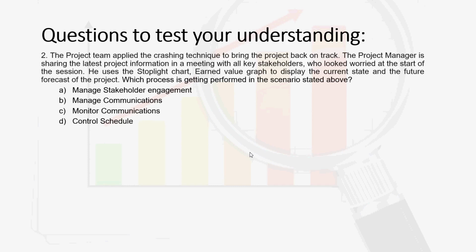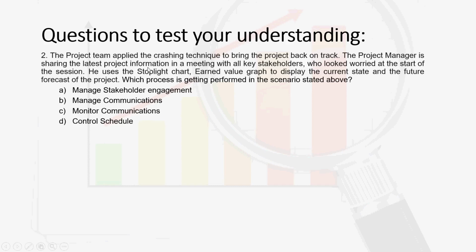Now, if I look at this question closely, the first line tells me that we tried to bring the project back on track by applying the crushing technique. So I know that I tried to control the schedule of the project. But right now, what the project manager is doing is sharing some project information with stakeholders, and this information is a stoplight chart and earned value graph, so that he can tell them the current state and the future forecast of the project. So it means there is some communication taking place in this question, made by the project manager.